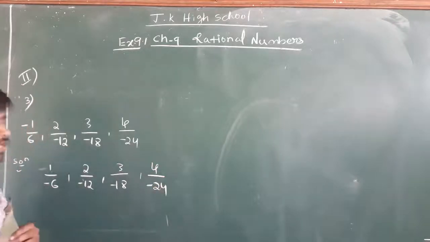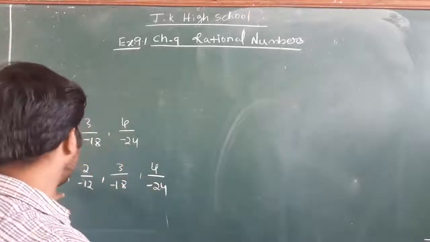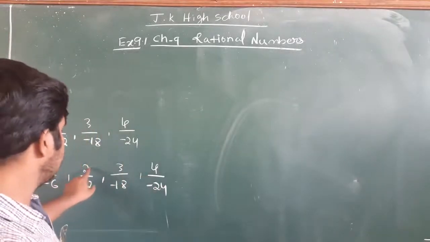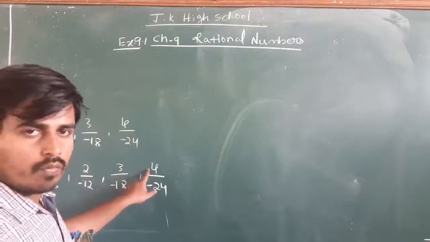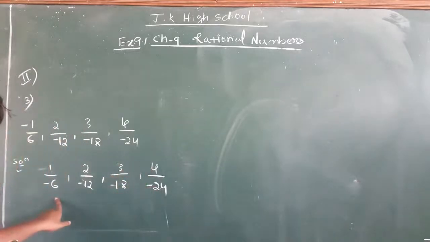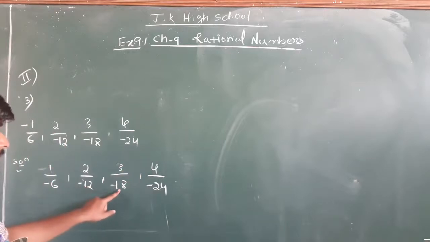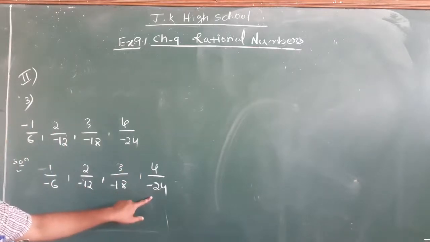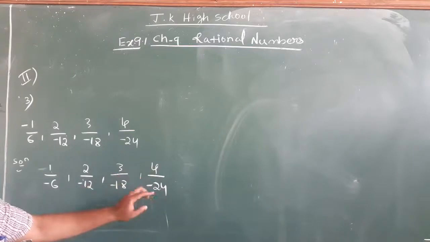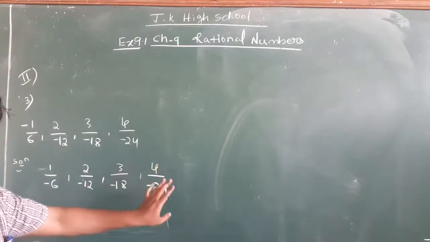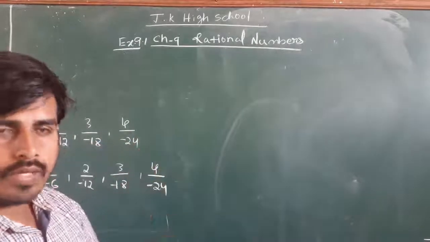Look here, in the numerator the 1 table is running. 1 ones are 1, 1 twos are 2, 1 threes are 3, 1 fours are 4. Here in the denominator the 6 table is running. 6 ones are 6, 6 twos are 12, 6 threes are 18, 6 fours are 24. Here 1 four is 4, here 6 fours are 24. Up to 4s are given; next 4 more rational numbers you want, which means up to 8s you have to write.